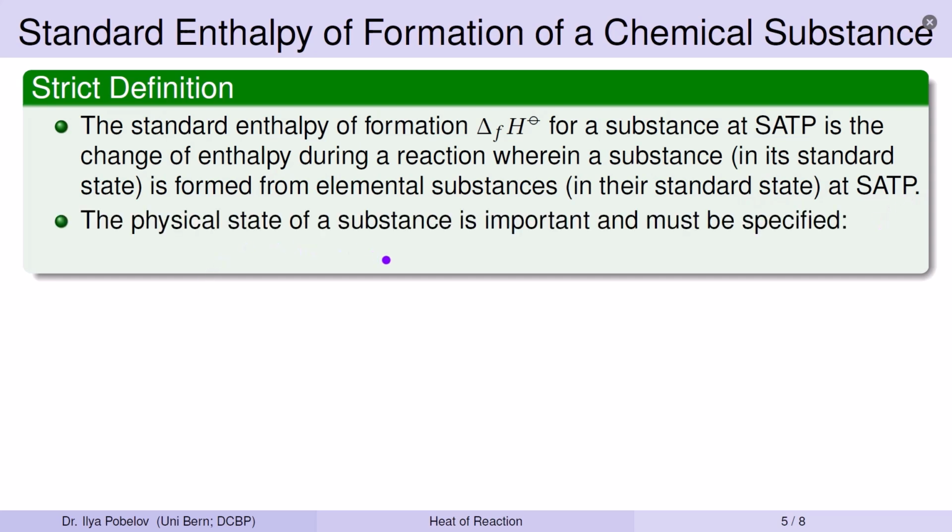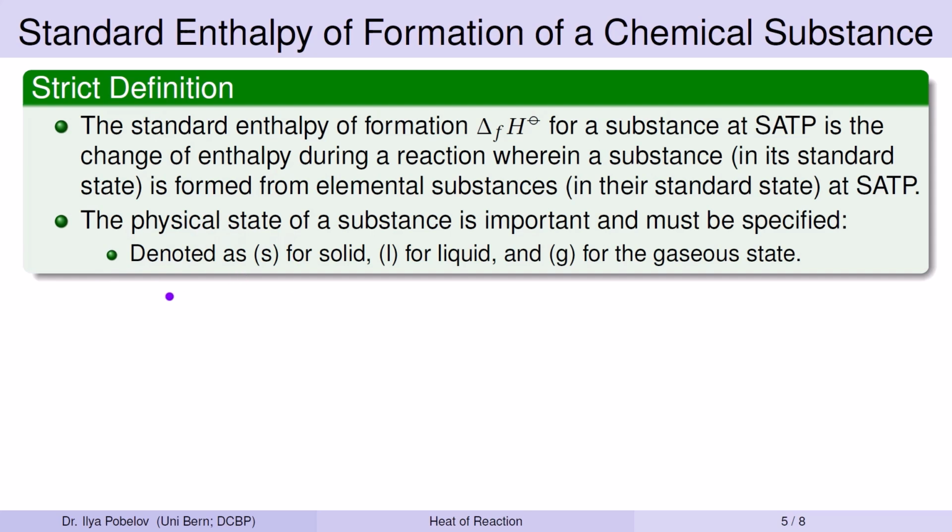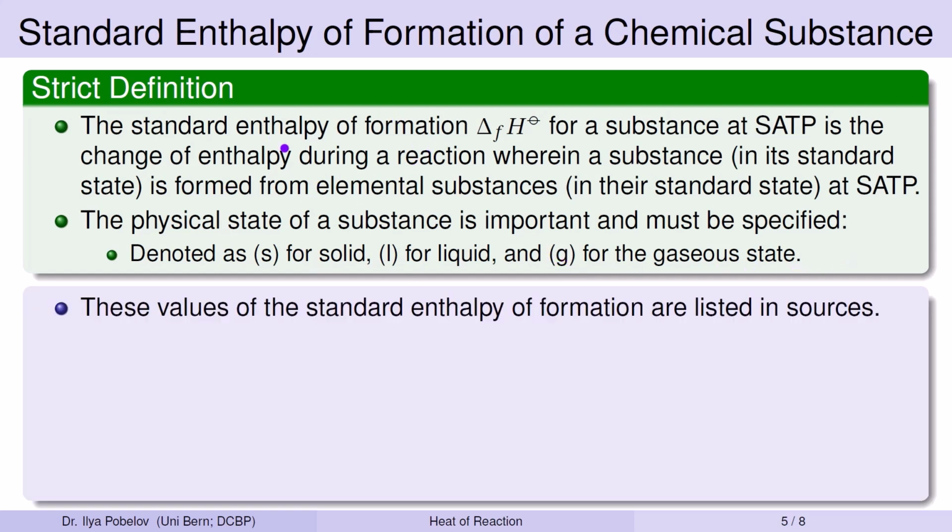When discussing the standard enthalpy of formation, we must always specify the physical state of the substance in question. Individual physical states of the same substance are characterized by different values of standard enthalpy of formation. The physical state is denoted as S for solid, L for liquid, and G for the gaseous state. These specific values, the standard enthalpy of formation in its strict sense, are the data listed in reference sources.